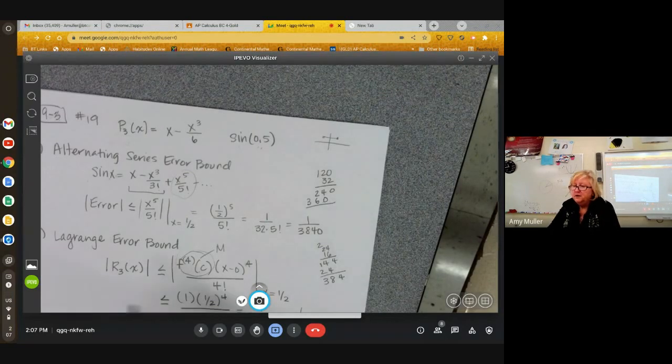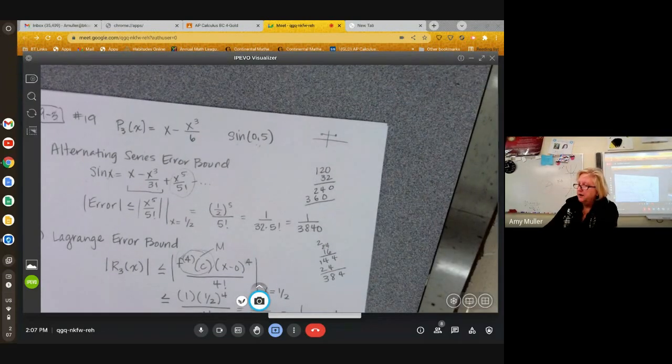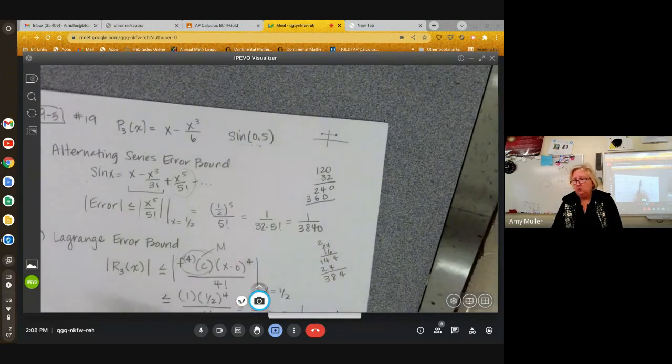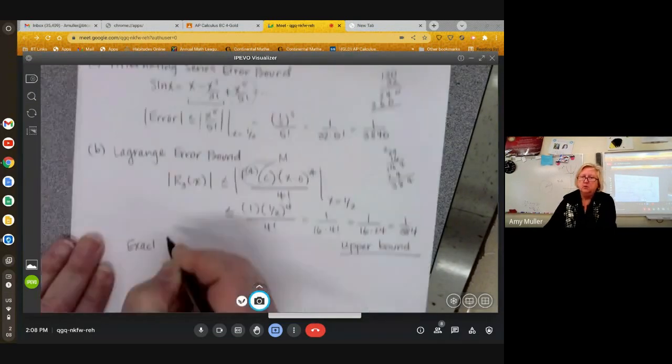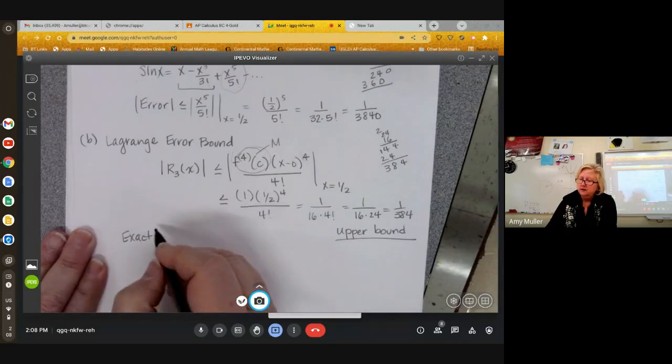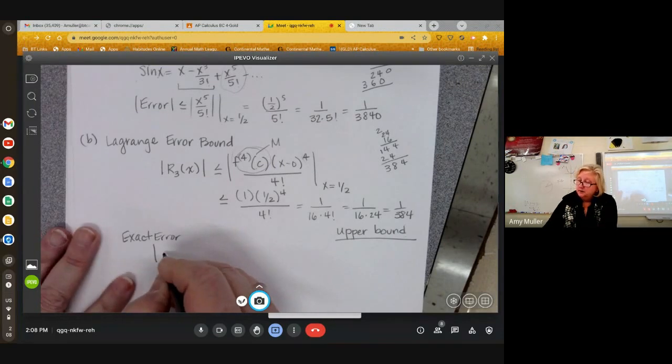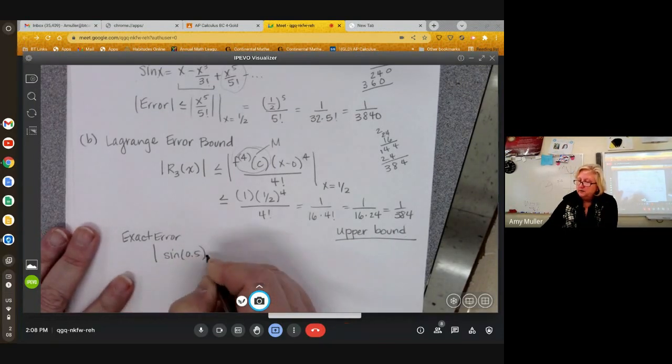But what I want to know is what the exact error is and make sure that this is bigger. Do you know what I'm saying? So this is an upper bound for the error, whatever 1 over 384 is. And I want to know the exact error. The exact error is going to be the absolute value of sine of 0.5, make sure you're in radians, minus P3 of 0.5.